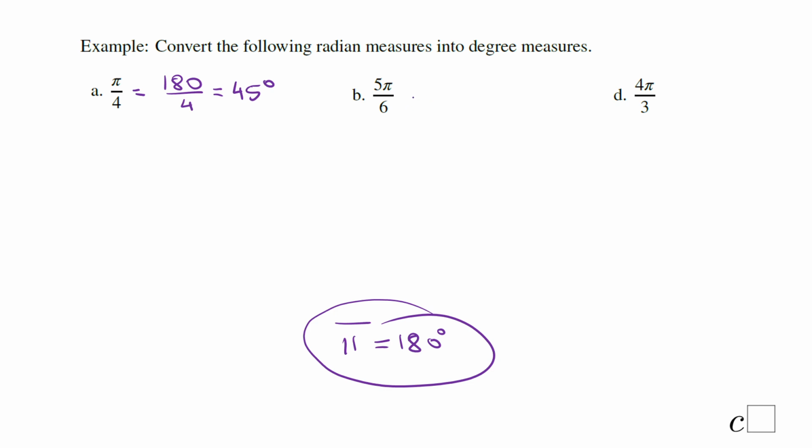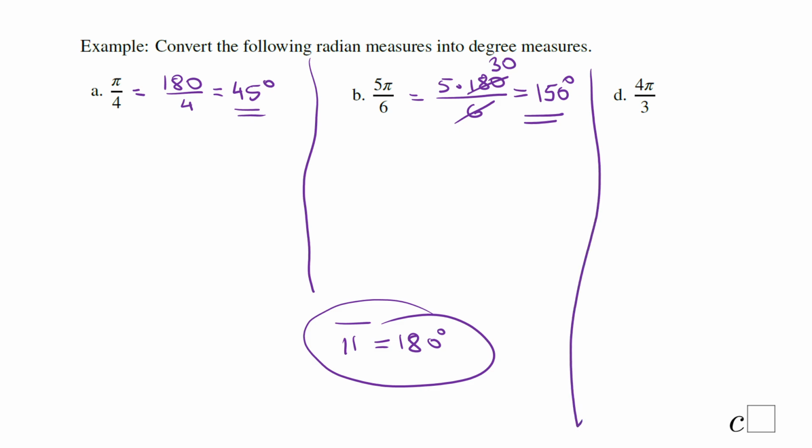What about this one? This will be 5 times 180 divided by 6. And here it makes sense to simplify. 6 goes in 180 30 times. So the answer will be 150 degrees.